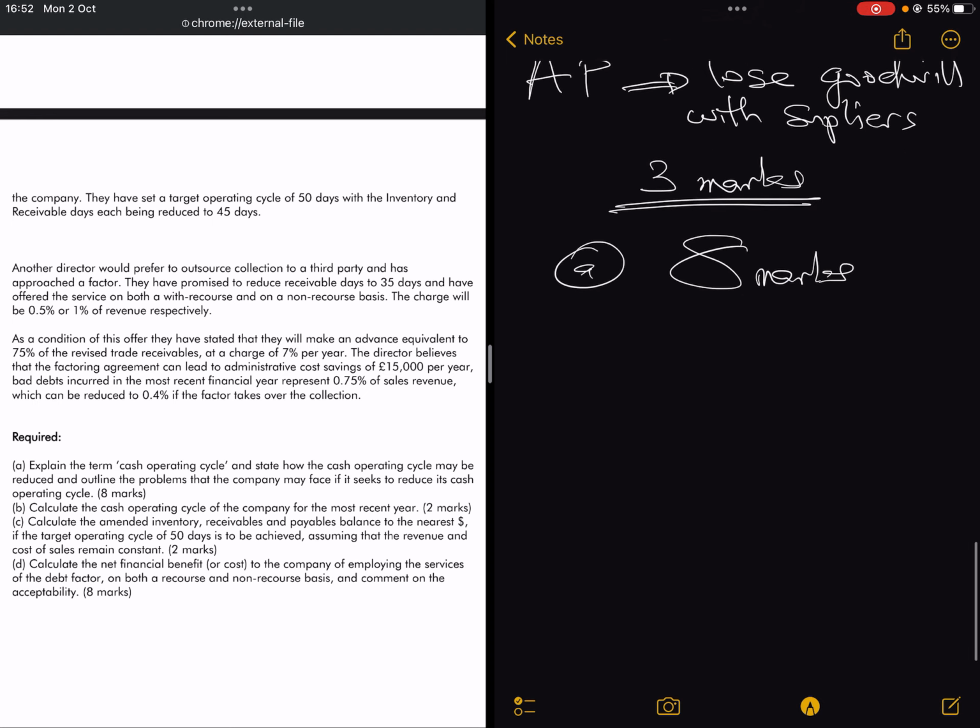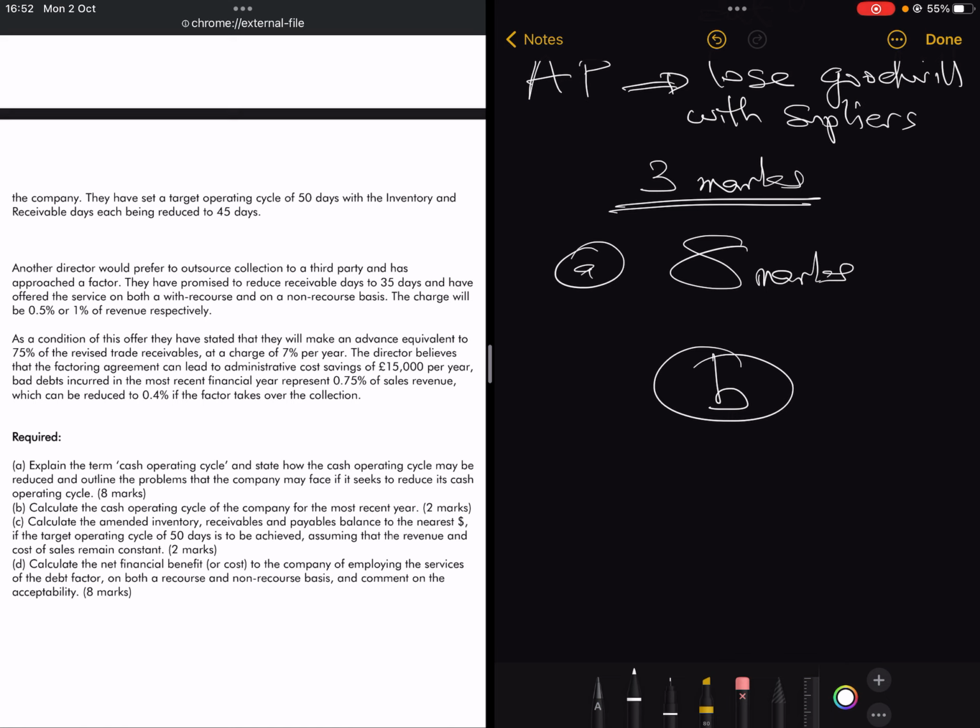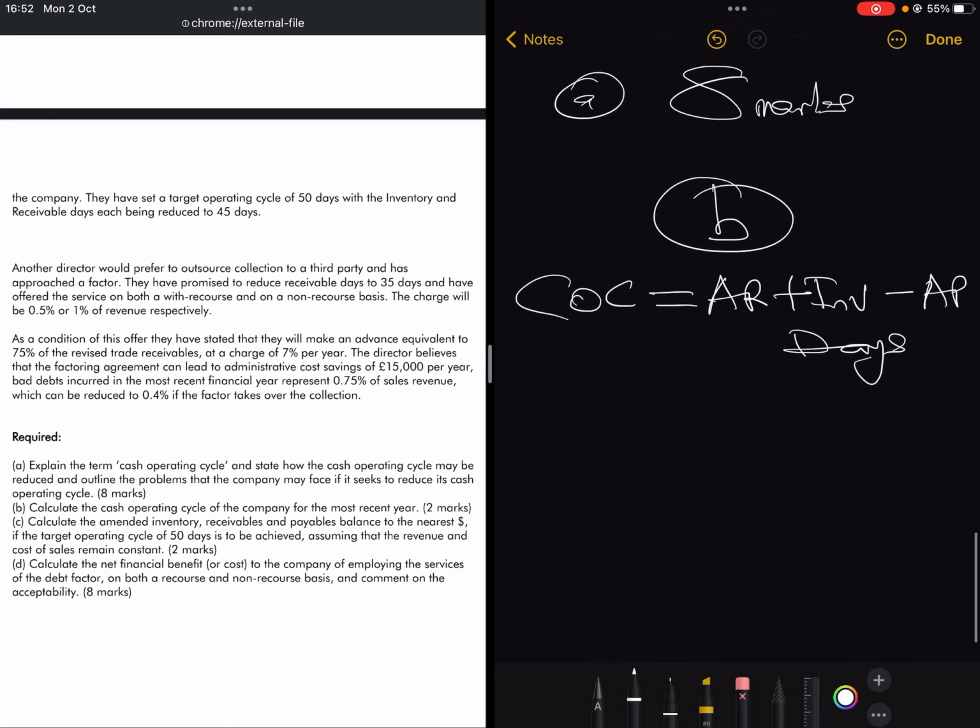Now, the B part of the question. The B part of the question says, calculate the cash operating cycle of the company for the recent year. And that is 2 marks. So cash operating cycle equals AR days plus inventory days minus AP days. So which means we need to calculate each of these before we can get our cash operating cycle.